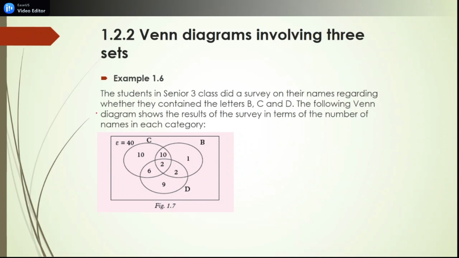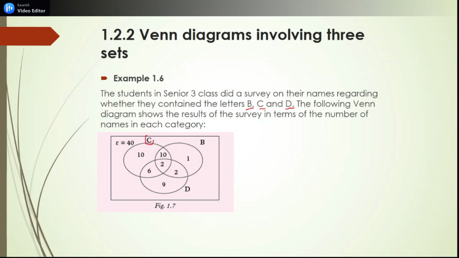Example number 6. The students in the senior 3 class did a survey on their names regarding whether they contained the letters A, B, C and D. The following Venn diagram shows the result of the survey in terms of the number of names in each category.